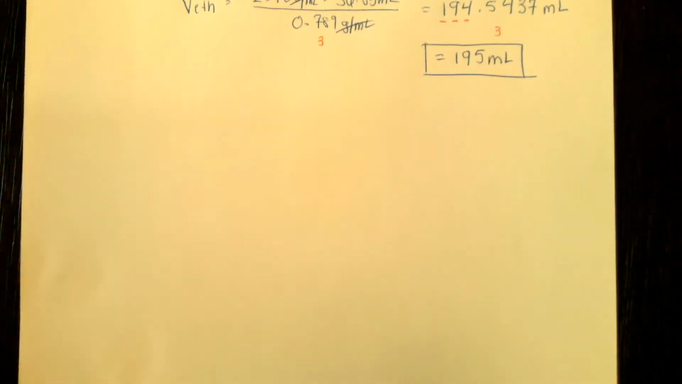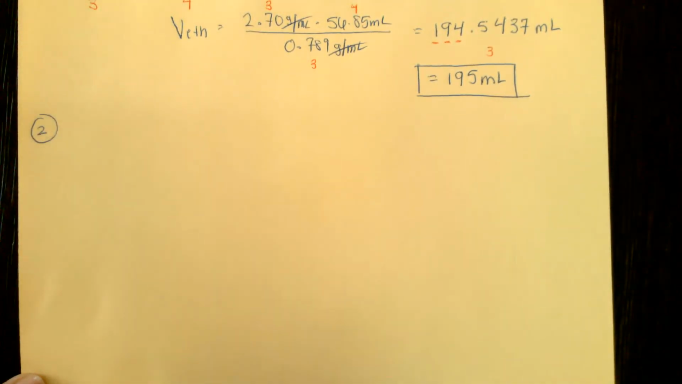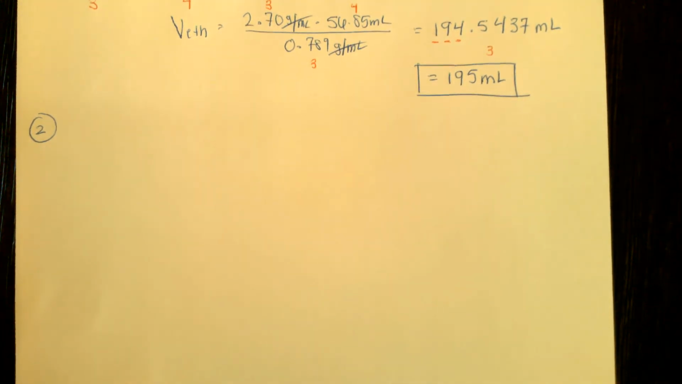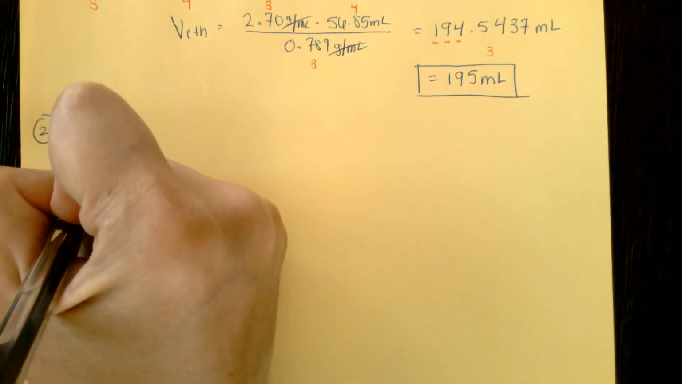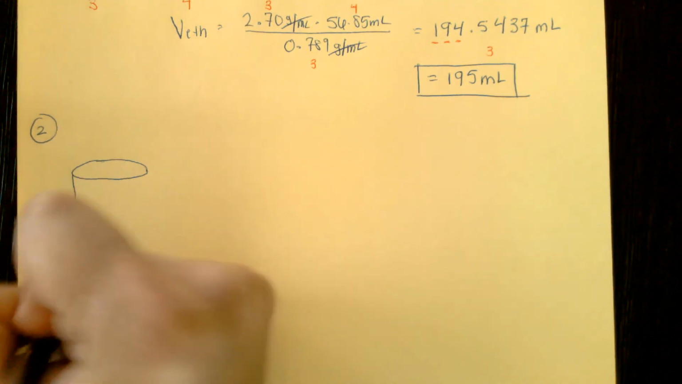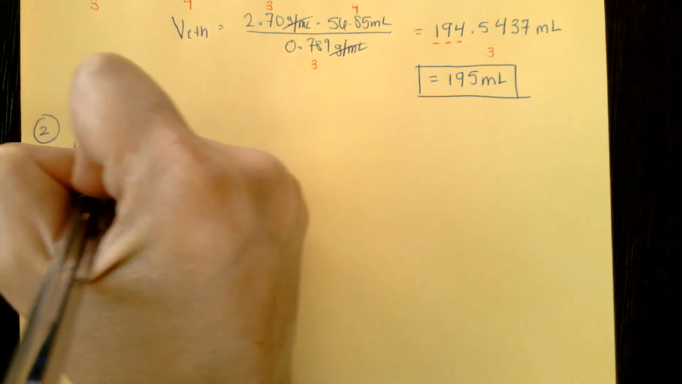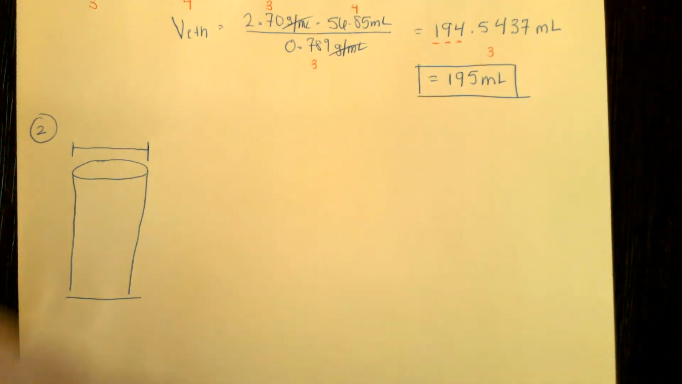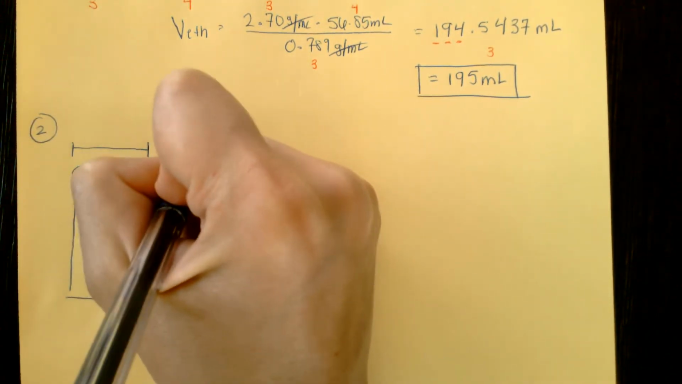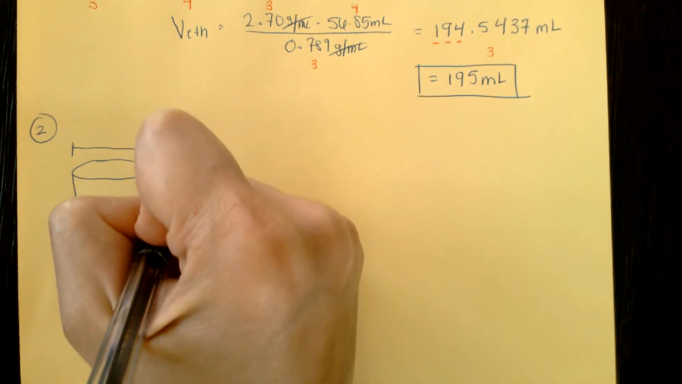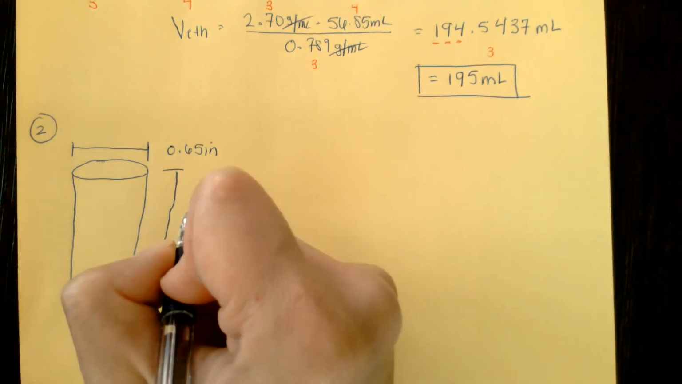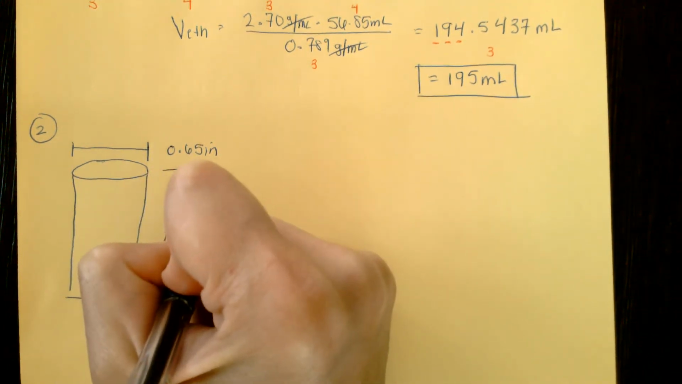Okay, so problem number 2 is also a density problem. They want to know what mass of copper we would have from a cylinder that had a height of 4.55 inches and a diameter of 0.65 inches. So a cylinder has this shape here. We have diameter, that's the length across the circle. That's the 0.65 inches, and the height would be this here, and that is 4.55 inches.